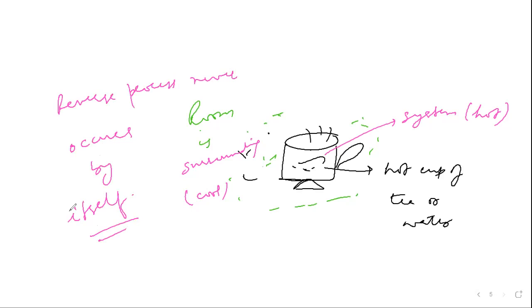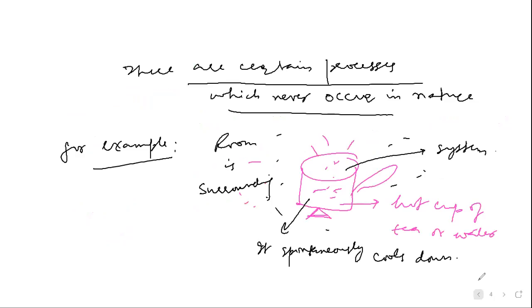That means you never see that you place a hot cup of tea in the room, it becomes hotter with time by itself, and surrounding air becomes cooler with time. You never see it by itself take heat from the surroundings and heat itself, even when such a process is allowed by the first law. So these two things you need to remember.